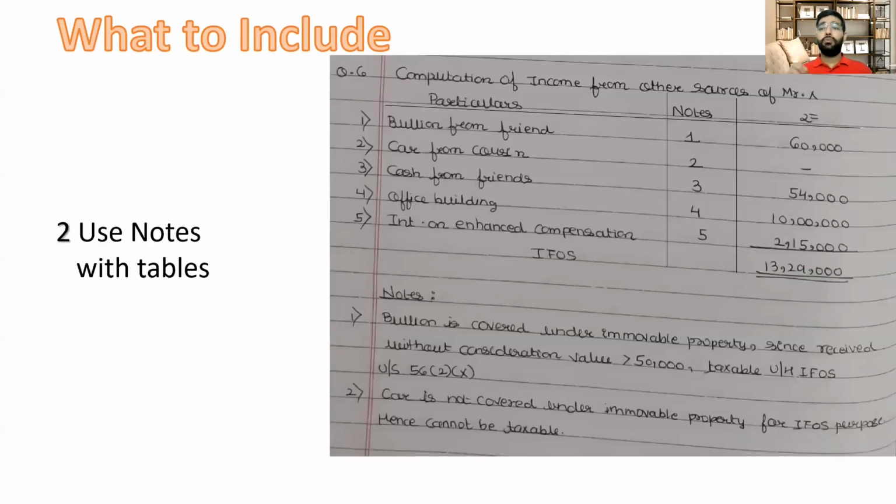Second, use notes with tables. Whenever you're using tables in a question, specifically in the practical subjects, use a notes column. Prepare notes 1, 2, 3, 4, 5, and below the table, define all the notes. This allows for a very neat and clean presentation along with proper reasoning for why a particular treatment has been given to an item. For example, in the given table, we have note number 1, which says land is covered under immovable property, and so on. That is why so and so treatment has been given.